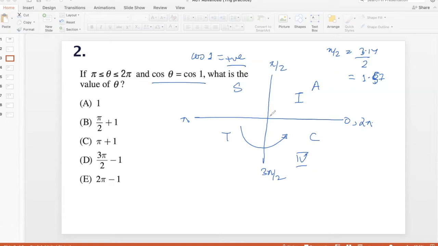So how do we find out the value of theta, which will be such that cos theta is cos 1? So let's say this is 1 radian. So then 2 pi minus 1 would be the same as cos 1, because cos of theta will be the same as cos of 2 pi minus theta, since we know that both of these would be of the same sign, positive. So therefore here the answer would be 2 pi minus 1. Cos of 2 pi minus 1 would be the same as cos of 1, option E.